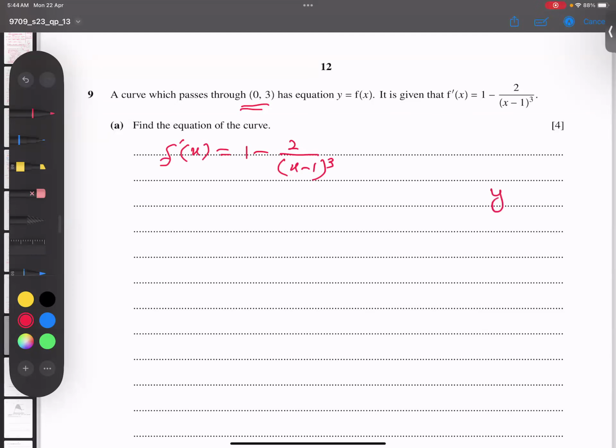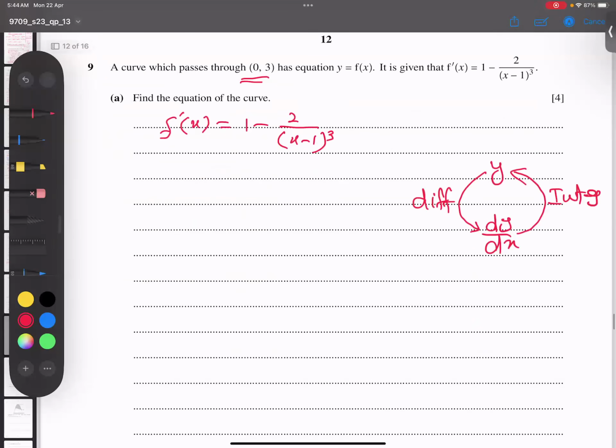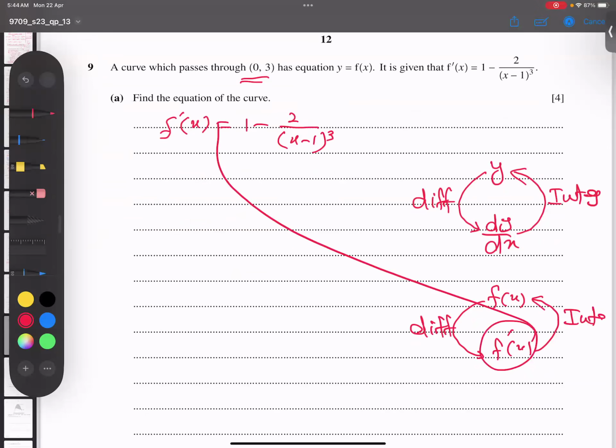Student, if I differentiate y, so you will get what? If you differentiate y, you get dy over dx. This is differentiate. And the reverse process, if you want to go back, I will do integrate. Same story, student, if I have f of x, if I differentiate, I will get f dash of x. This is called differentiation. If I want to go back, this is called integration. It means I have f dash of x, and I'm looking for f of x.